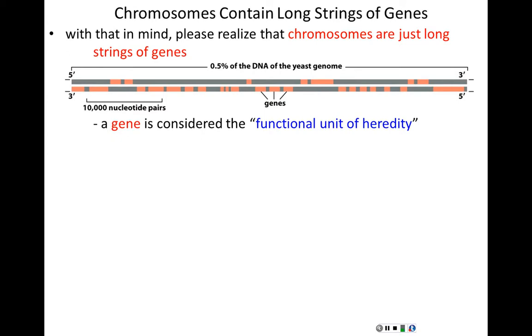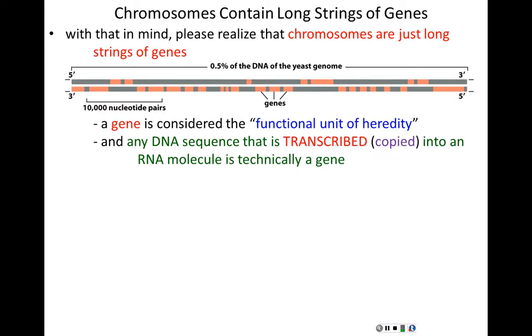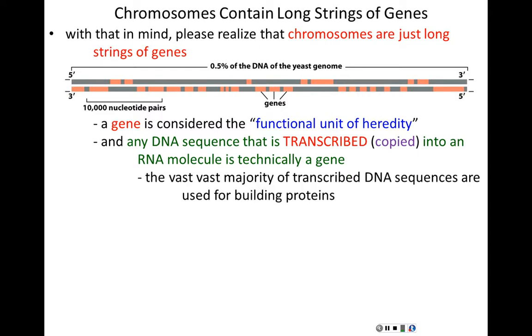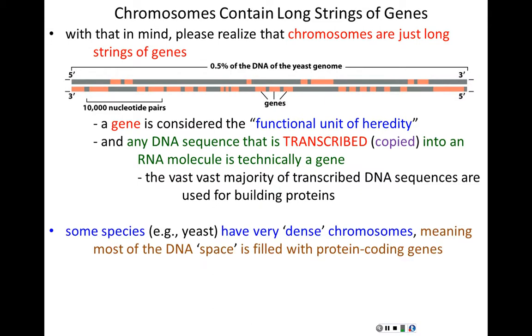A gene is considered the functional unit of heredity, whatever that is supposed to mean. That's the genetic definition of a gene. More molecularly speaking, we define any DNA sequence that can be transcribed, which means copied, into an RNA molecule, as a gene. If there's a sequence of DNA on a chromosome, and that sequence is copied into RNA, that is a gene, by molecular definition. Now, the vast majority of DNA sequences are transcribed for the purpose of building proteins, so most genes are protein-coding genes, but there are exceptions to that rule, which we'll get to later on in the semester.